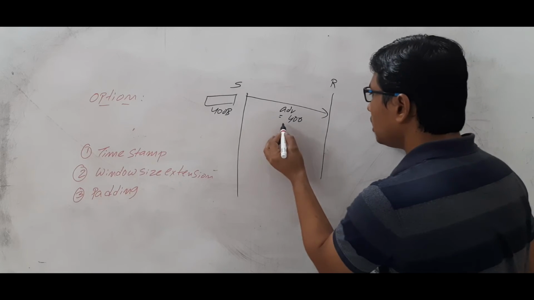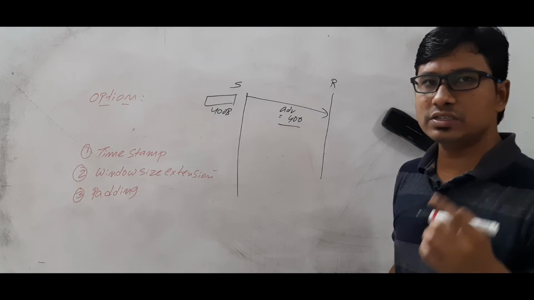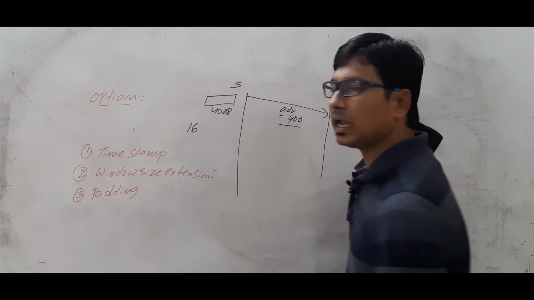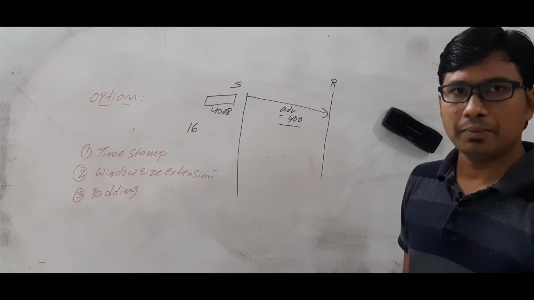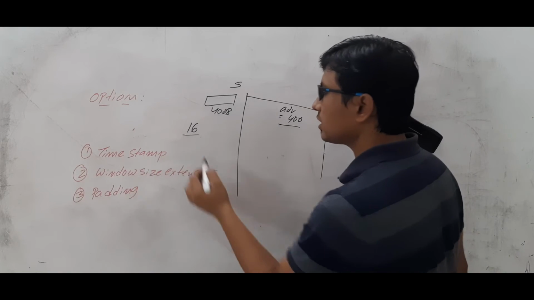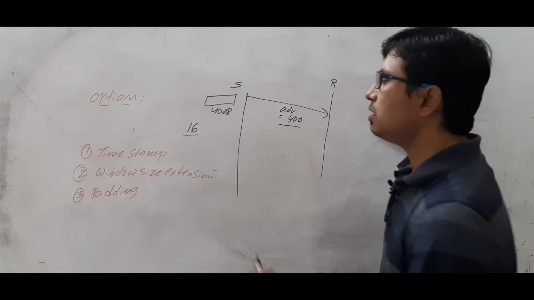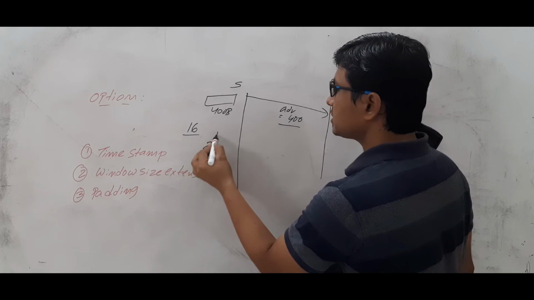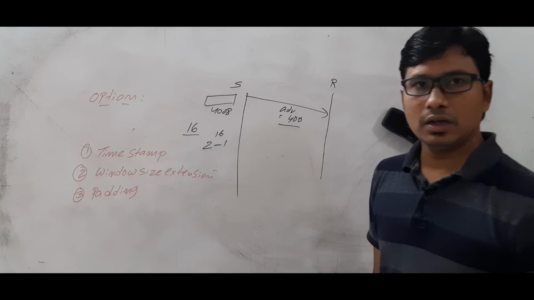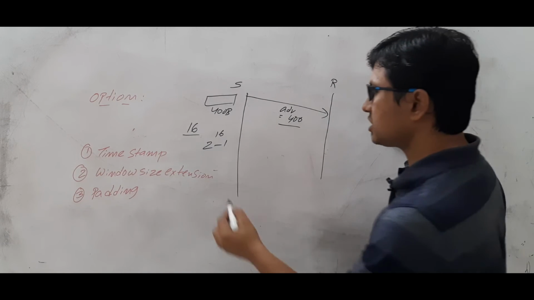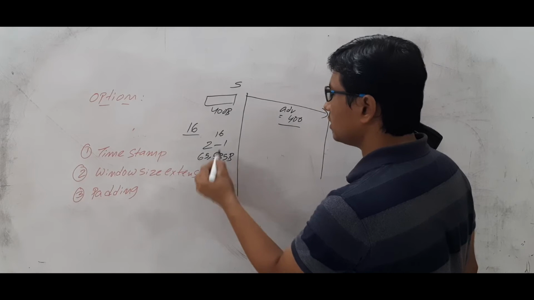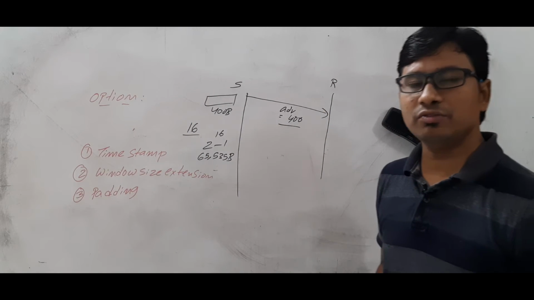But what is the size of this one? If you see the TCP header, you have only 16 bits allocated for that one. Am I right or wrong? The 16 bits are allocated. So if you have 16 bits, what is the maximum window size you can represent? 2 power 16 minus 1. Am I right or wrong? So 65,535 bytes is all you can advertise as the window.